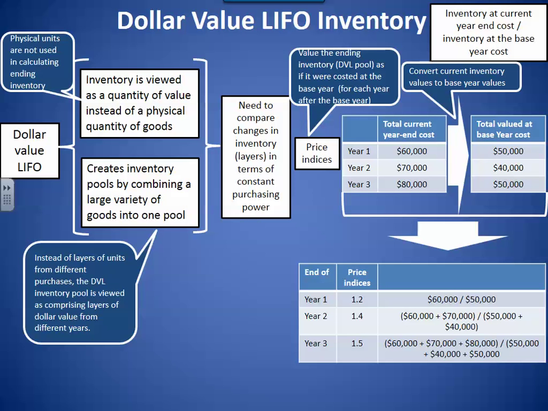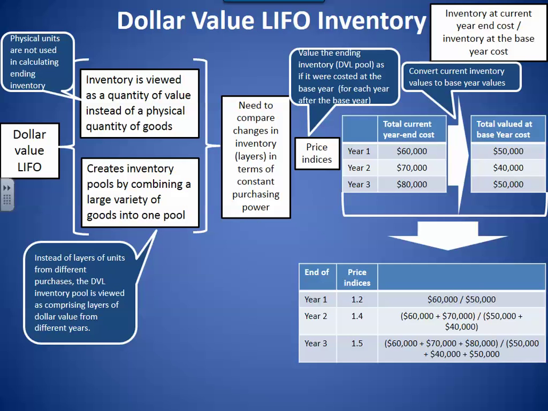And the way we do that is through creating a price index. A price index is where the value of the ending inventory pool is computed as if it were costed at the base year, and that's for each year after the base year. So under dollar value LIFO, changes in inventory are measured in terms of dollars in constant purchasing power rather than, as I mentioned, units of physical inventory. And again, that is going to require a specific index for each year.